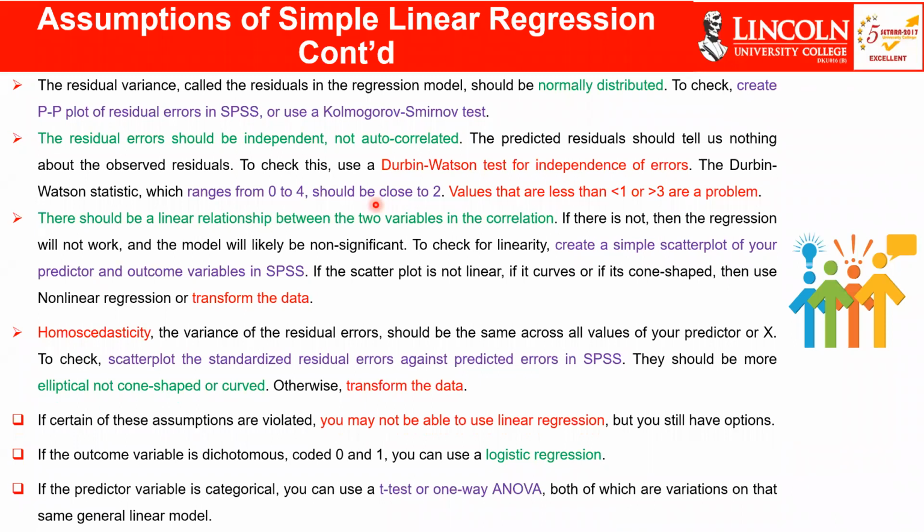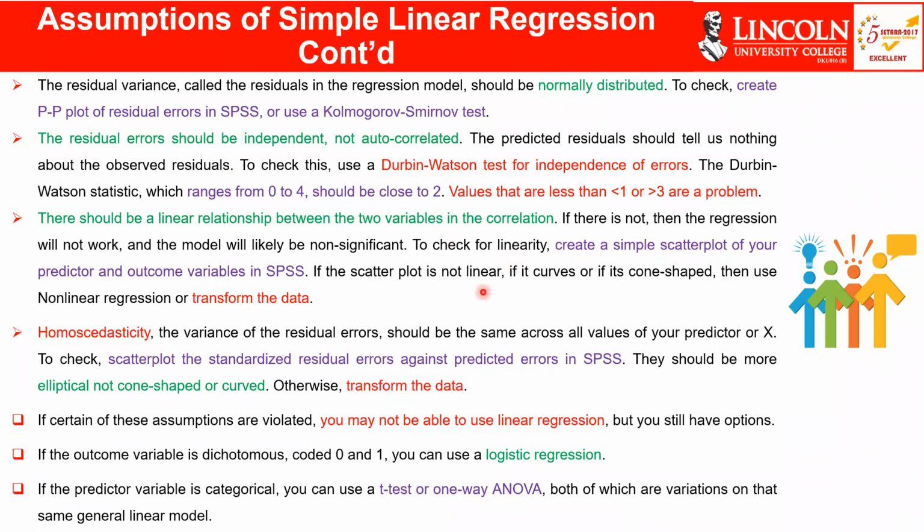If the outcome variable is dichotomous, that is, it's coded 0 and 1, or 1 and 2, or whatever, then you can use logistic regression. If the predictor variable is categorical, you can use a t-test or one-way ANOVA, both of which are variations on that same general linear model.